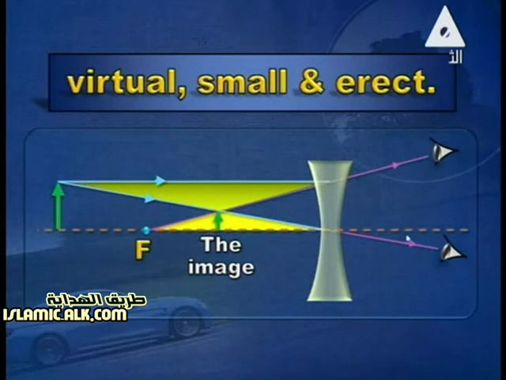So the two refracted rays will not intersect. So we take the extensions of this refracted ray, which intersect with the light ray that passes through the optical center to form the image. This image is virtual because it is the intersection between the extensions of the refracted rays, and small as we see, and erect.